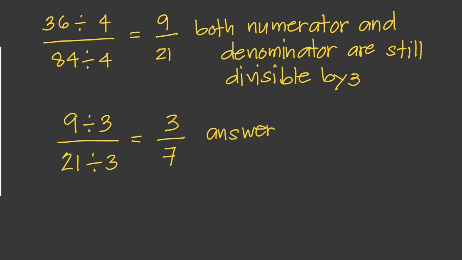Both the numerator and denominator here are still divisible by 3. So we can further reduce 9 over 21 by dividing both 9 and 21 by 3. That would be 9 divided by 3 over 21 divided by 3. So we will get 3 over 7, and that is our final answer.